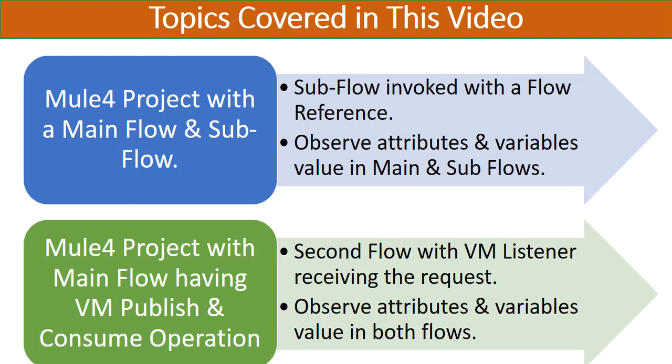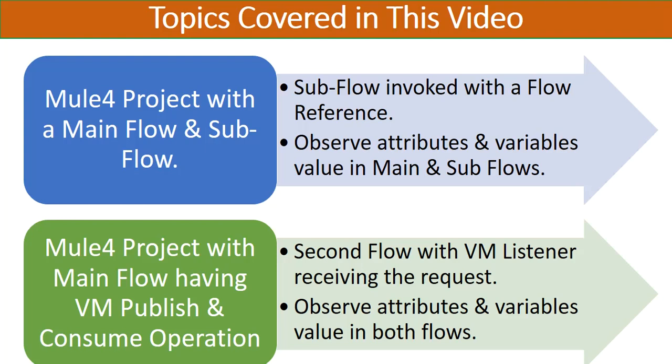Once we receive it in the subflow, if any changes are made to the variables in the subflow, we will see how they are propagated and reflected back in the main flow. Then we will make a little more enhancement, and instead of calling a subflow using the flow reference, we will see how attributes and variable scopes differ when we pass the transport barrier. In that case we will be using the VM connector.